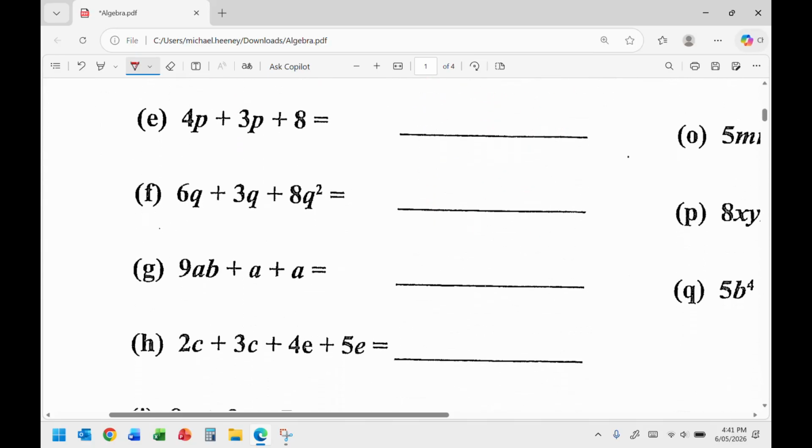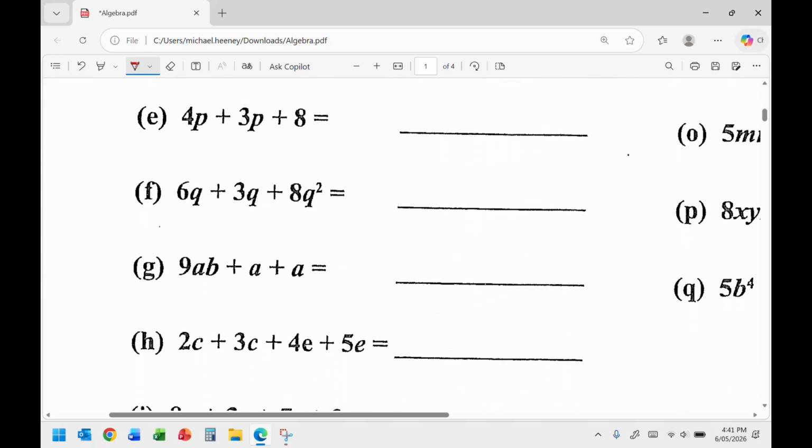Right, let's jump down a bit. Let's do f. 6q plus 3q, okay, well that's 9q, plus 8q squared. Wow, 9 and 8 is 17, but no, stop. This is a q, that's a q. They are like terms, we can group those. Yes, we have 9q. This isn't a q. Now I know it's got a q as part of it, but it's not, it's q squared.